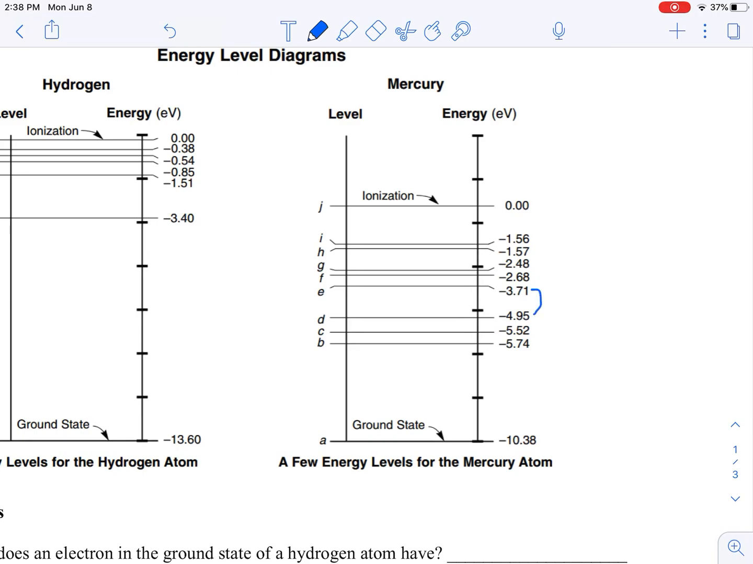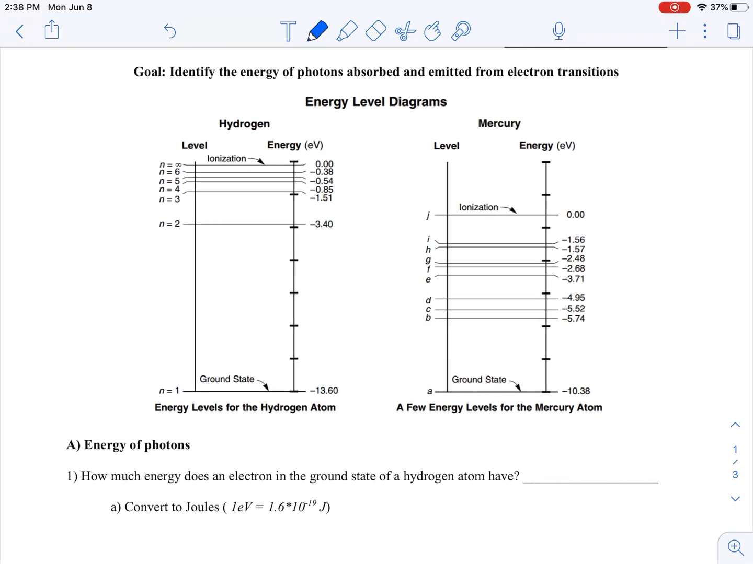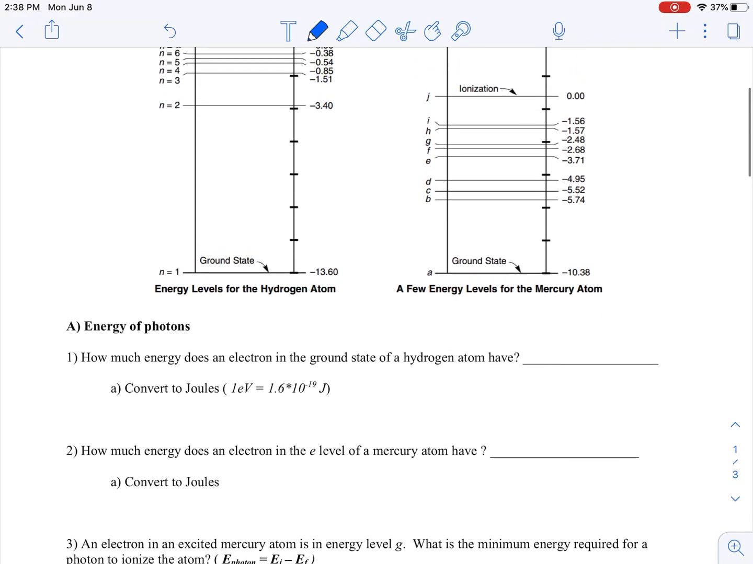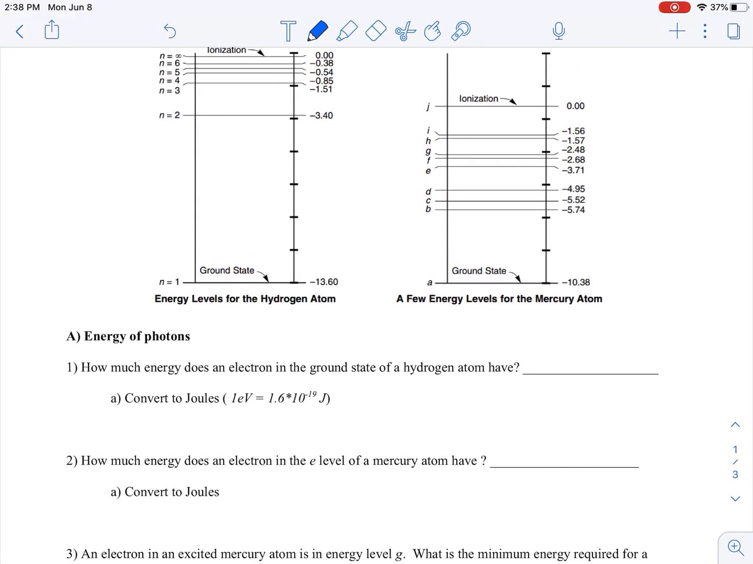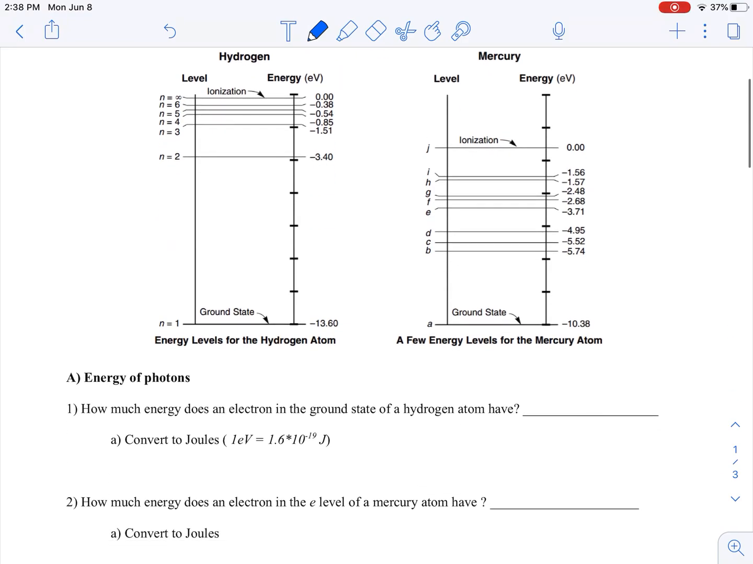Like there's this E one here. There's a transition that's bigger than this one here. Now I think maybe the reason for that is that they don't list them all here because it says a few energy levels for the mercury atom. So maybe there are a bunch in there that they don't fill in. That's why they use letters and not numbers. I'm not really sure. But anyway, that's what we're working with here. All right. So let's work through this. We're going to work with this chart a lot today. This is on your reference table, by the way.